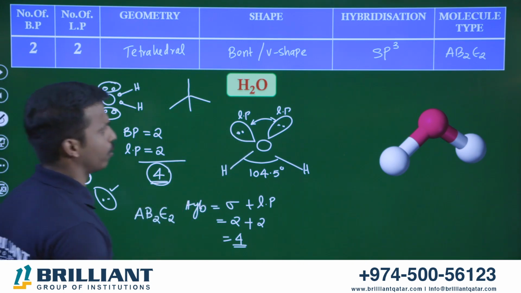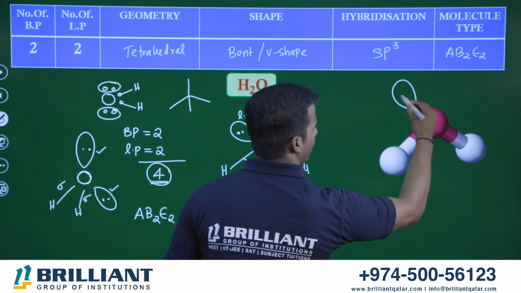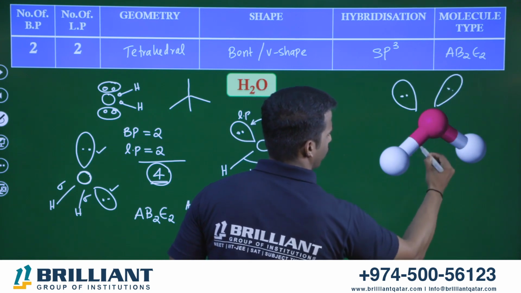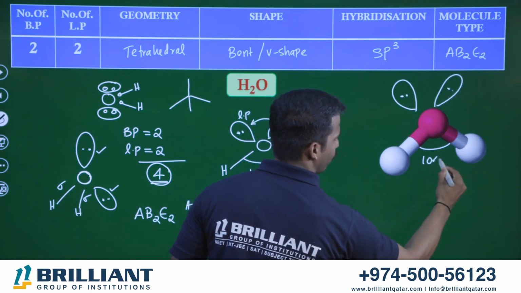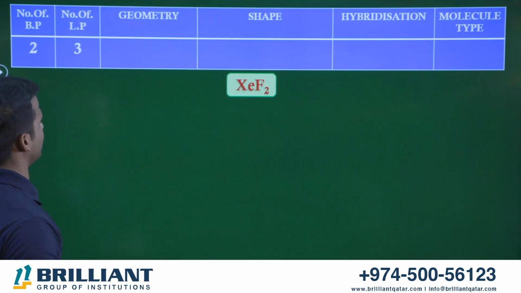So this is the shape of water, okay? This is the oxygen atom. These are 2 hydrogen atoms. 1 lone pair will be here. 1 lone pair will be here. What is the bond angle? It is 104.5 degrees. Clear all? Okay.